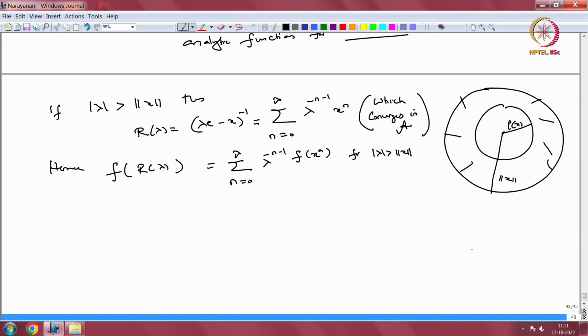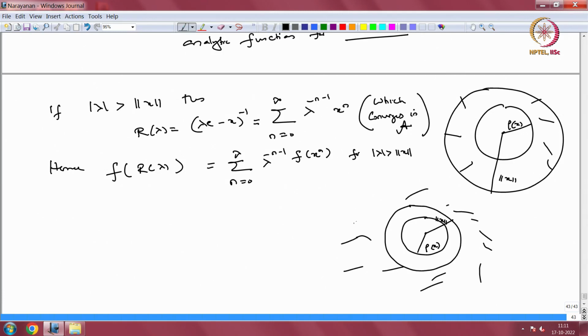So, I have a holomorphic function. Let me draw this again. I have a smaller ball, which is, let us say, rho x, and I have a holomorphic function outside. And in a slightly bigger ball, possibly a bigger ball, that is norm x, I know how the series looks. Of course, then that Laurent series will be valid for all lambda greater than rho x. So, let me write it down.